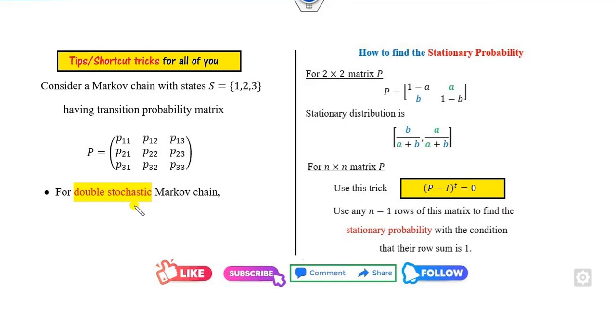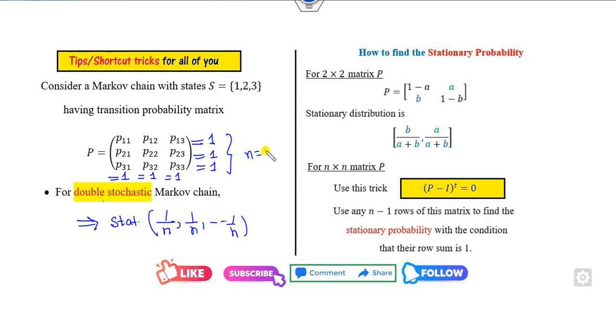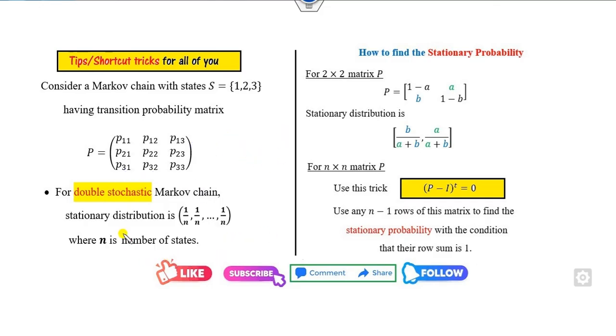If you have a double stochastic Markov chain, what is a double stochastic Markov chain? Each row has sum 1, and each column also has sum 1. So whenever you have a double stochastic Markov chain, the stationary probability will be 1 over n. What is n? The number of states. If I consider this 3 cross 3 matrix, n is 3. So your Markov chain has the stationary distribution 1 over 3, 1 over 3, and 1 over 3.